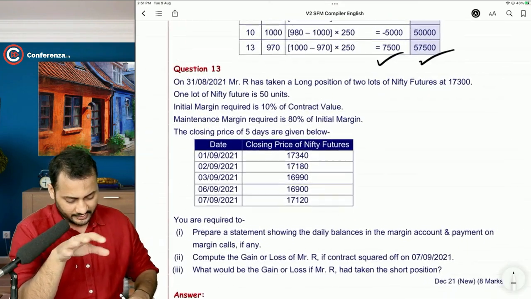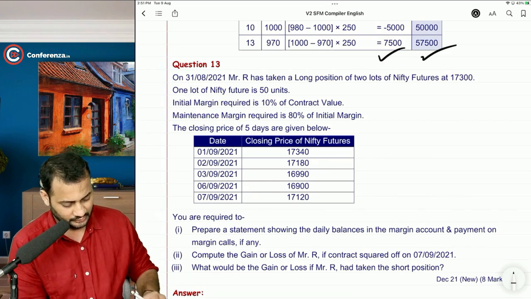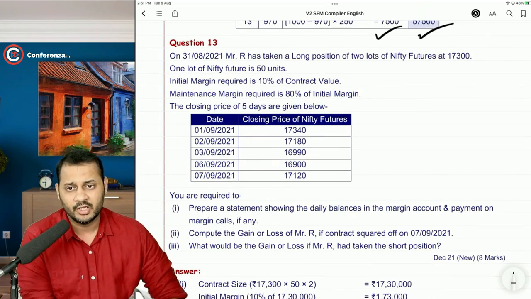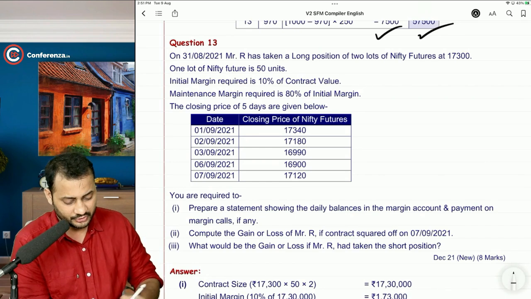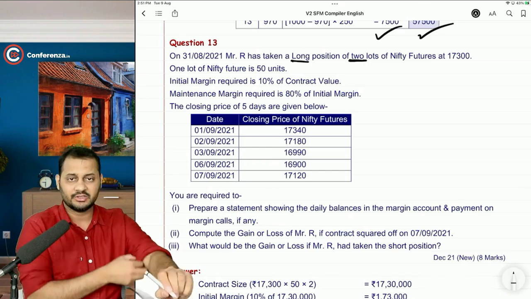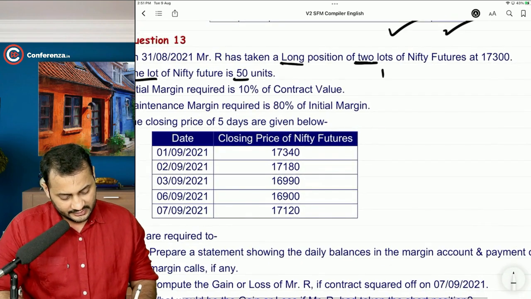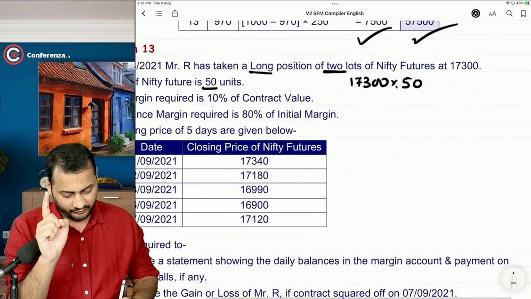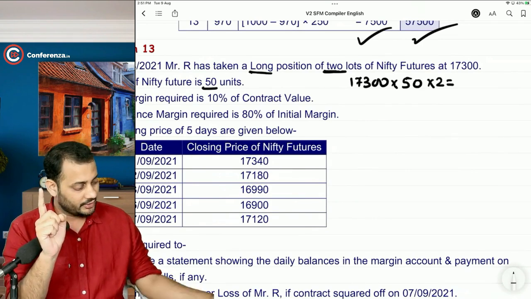Now come over to this part. Question number 13. This is an interesting part, as this question has been asked in the exam as well. On 31st of August 2021, understand the date, Mr. R has taken a long position, so he has purchased, he is a buyer, of two lots of Nifty futures at 17,300. Now understand, one lot is of 50 units. So you do the calculation here, 17,300 for one, 50 units for one lot. This is one future, and in such way you have taken two lots.